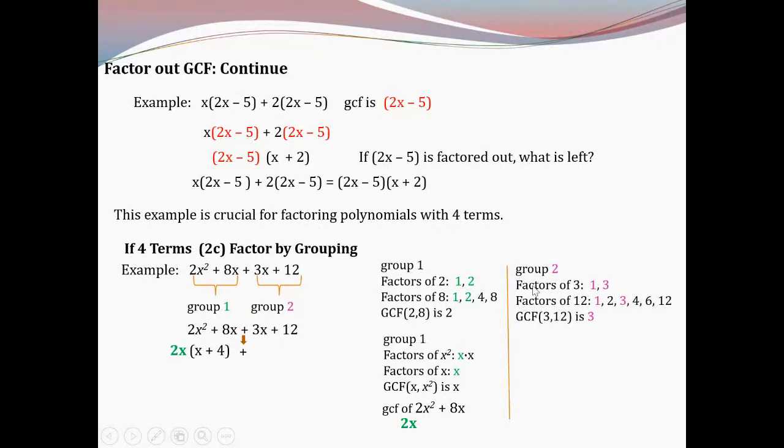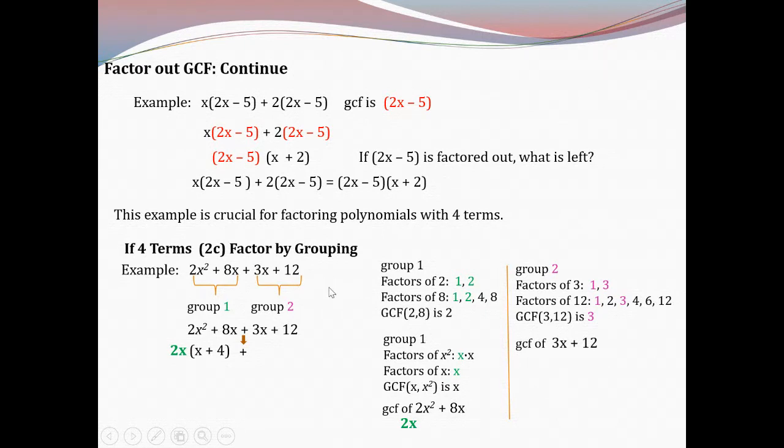And now repeat the same process. The factors of 3 will just be 1 and 3. The factors of 12 will give us 1, 2, 3, 4, 6, and 12. So they have the 1s in common, and they have a 3 in common. So 3 is the largest factor that they have in common. So the GCF between 3 and 12 is going to be 3.